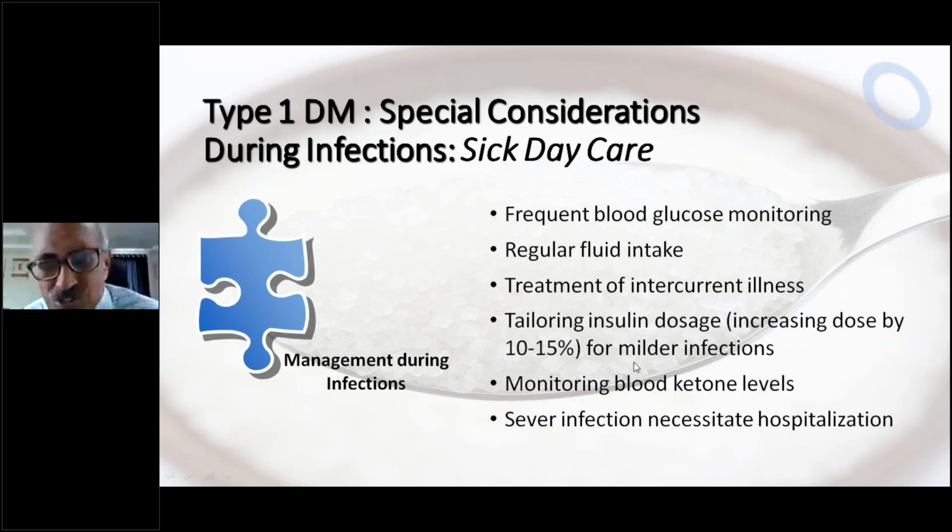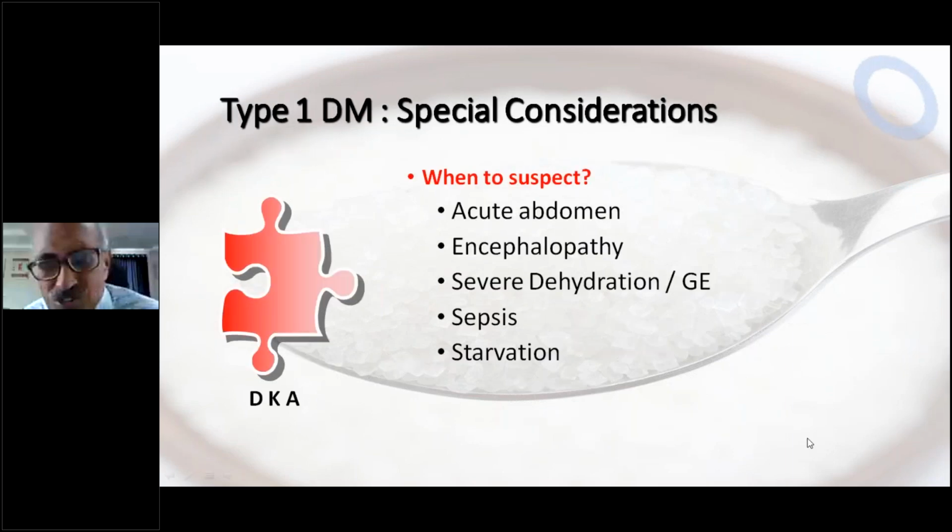Remember that even if it is some cough and cold, or a respiratory infection or a diarrhea or GI infection, whatever it is, they may increase the insulin necessity. So monitoring of the blood ketone levels is important because infection in a child always precipitates diabetic ketoacidosis subsequently. Ketone bodies develop, so lipolysis you must prevent. Severe infections necessitate hospitalization. It is better to treat them in hospital. And that is about sick day care.